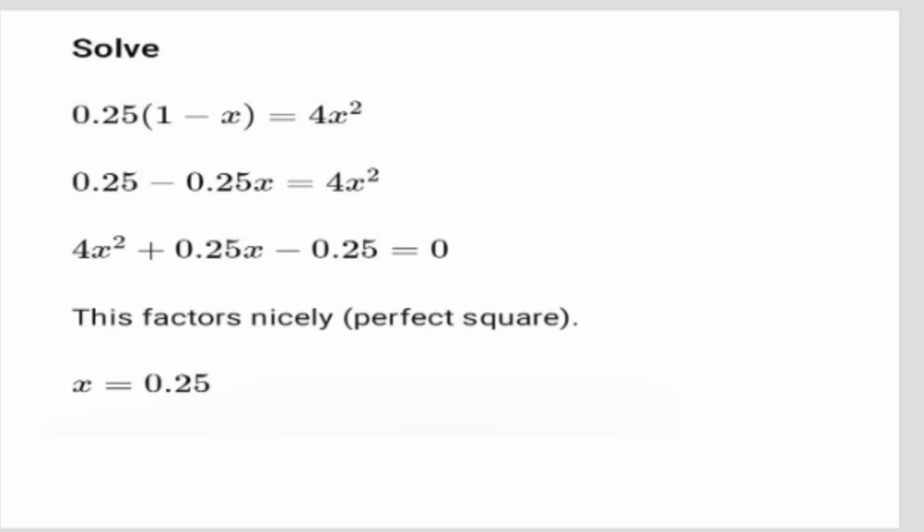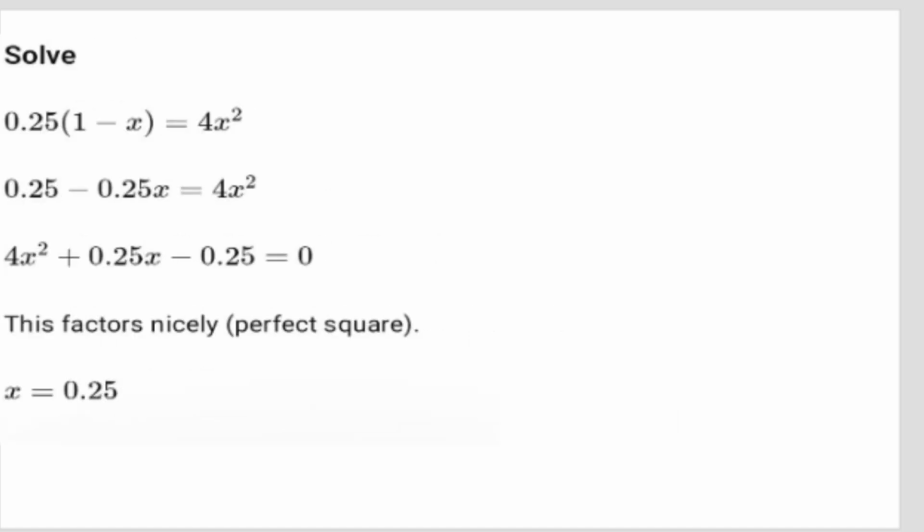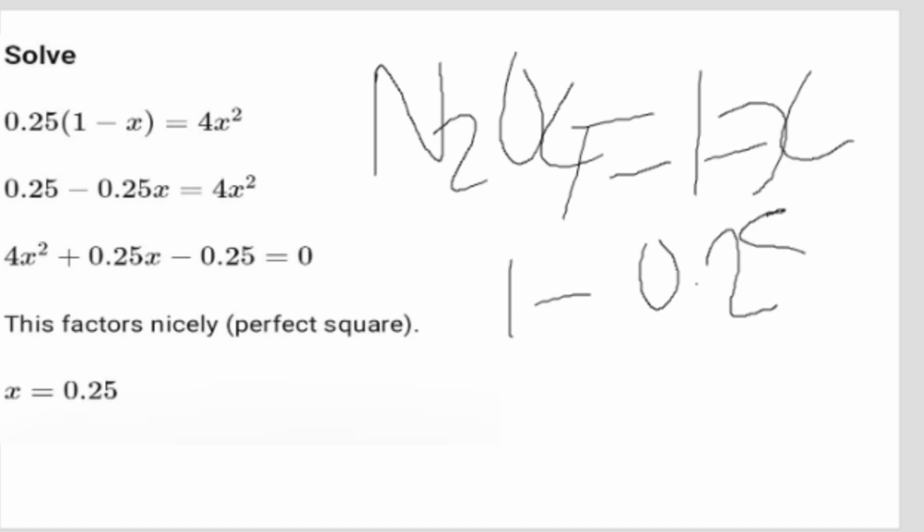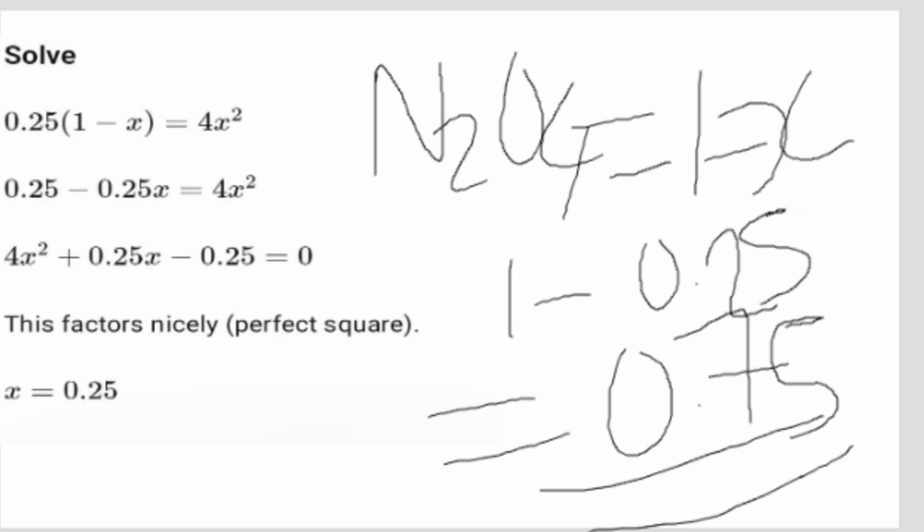No. Our final answer, we want the values of what? At equilibrium, the final concentrations. We know at equilibrium, N2O4 is equal to 1 minus x. So how do we find the value of N2O4 at equilibrium? We just say 1 minus 0.25, which is equal to 0.75. So this is our final concentration for N2O4.